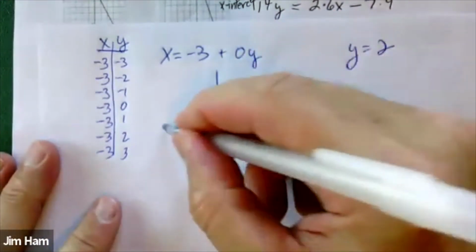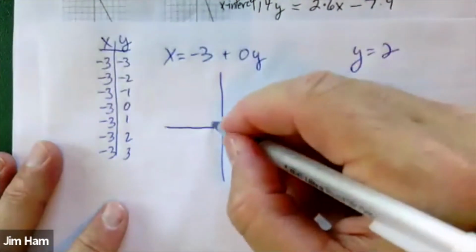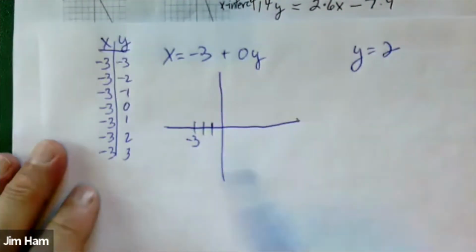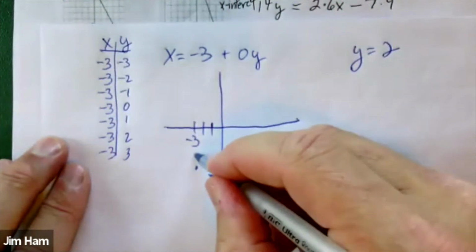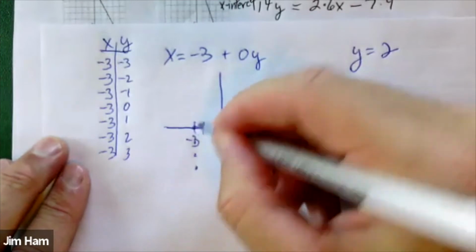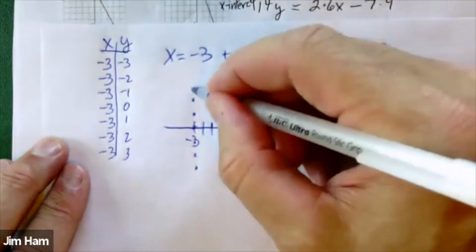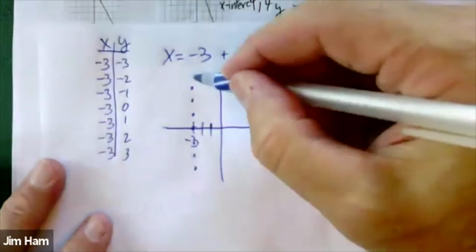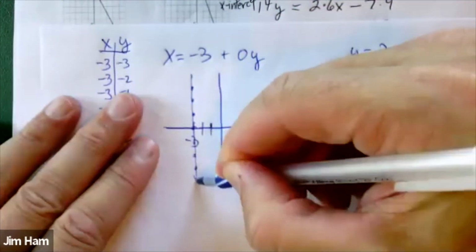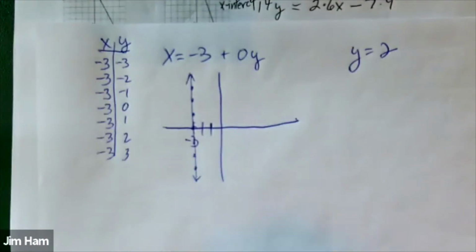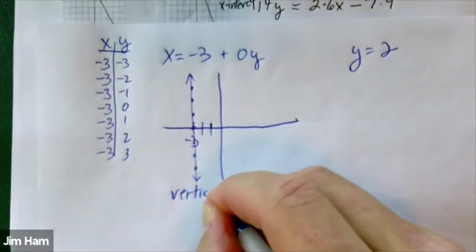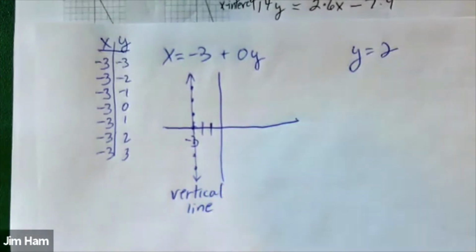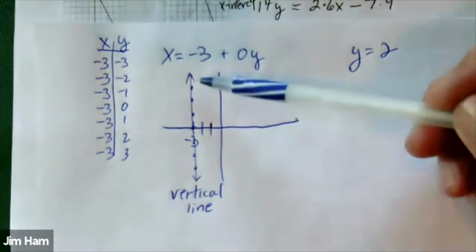And so if you graph all 7 of those points, you have (-3, -3), (-3, -2), (-3, -1), (-3, 0), (-3, 1), (-3, 2), (-3, 3). What you generate from this table are all these points that fall on the same vertical line. So any line that is vertical will have an equation, X equals the X coordinate of a point on the line.